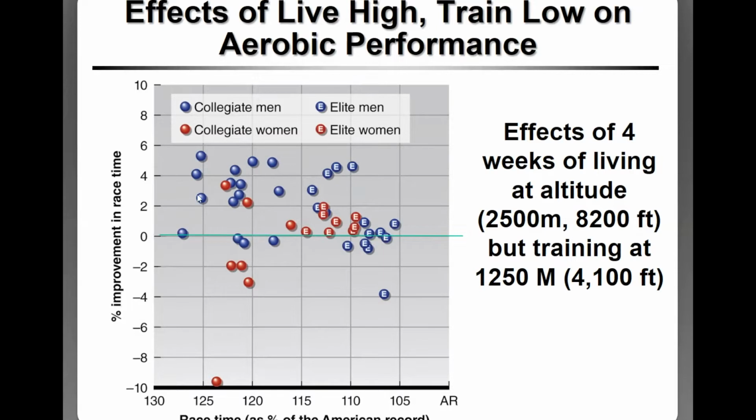So for example, in this individual, he had a 4% improvement in race time. Anything below this blue line indicates a decrement in performance time. So for example, for this data point, this indicates that this female collegiate athlete had a 2% decrement in race time. So on the whole, it suggests that most athletes will benefit from living high and training low, and there'll be a handful of athletes who will have the opposite response.